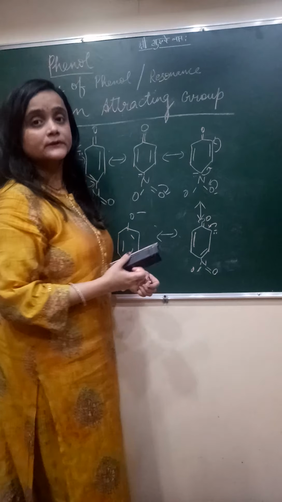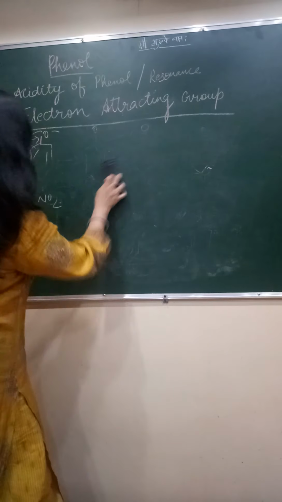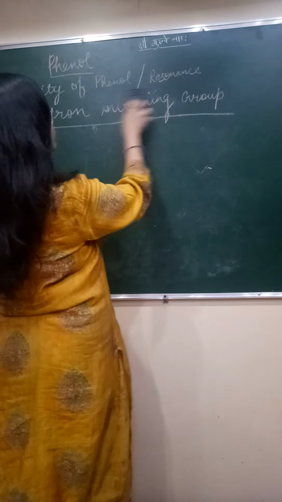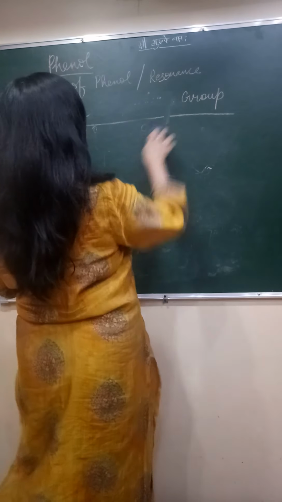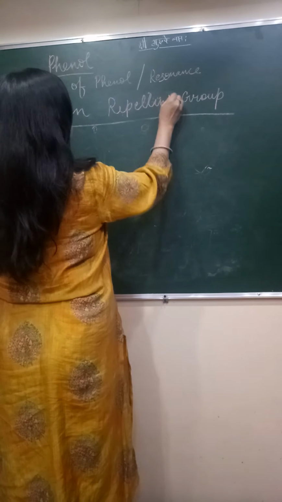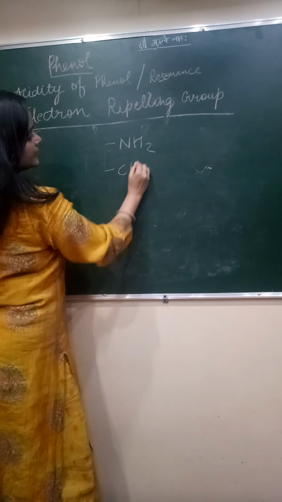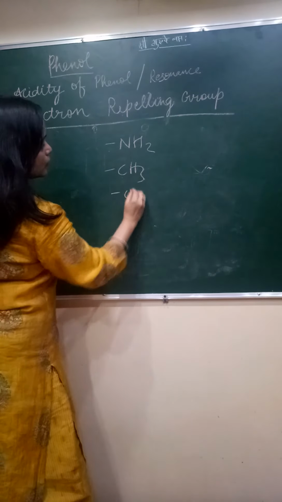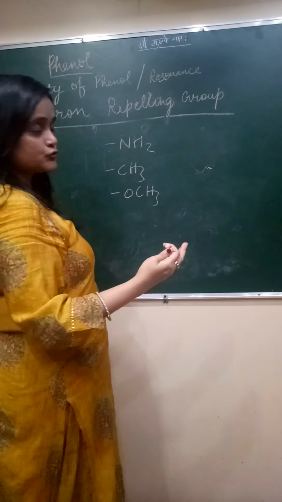Now we will talk about the electron repelling groups. Electron repelling groups are those groups which do not attract the electrons. In fact, they repel the electrons. Electron repelling groups, for example, NH2, methyl group, and OCH3. These are electron repelling groups. These repel the electrons.